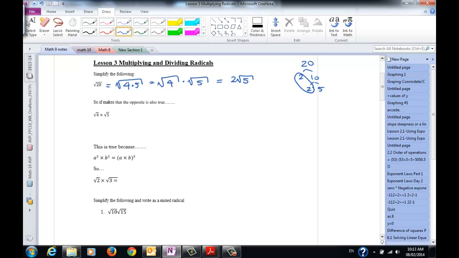So why this is important is that I can actually go from the square root of 4 multiplied by the square root of 5 backwards. Okay, so I can just take this if it's outside, like this. I can always go in the reverse and say, well, this is the square root of 4 times 5, which is just the square root of 20. And again, this is true because of the exponent laws.